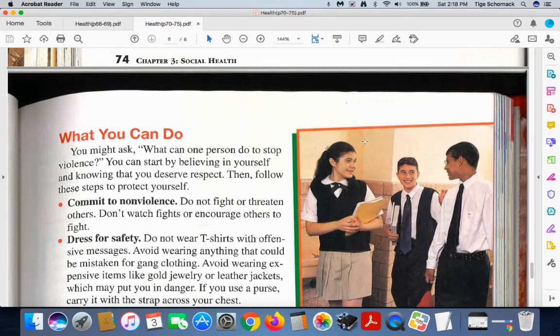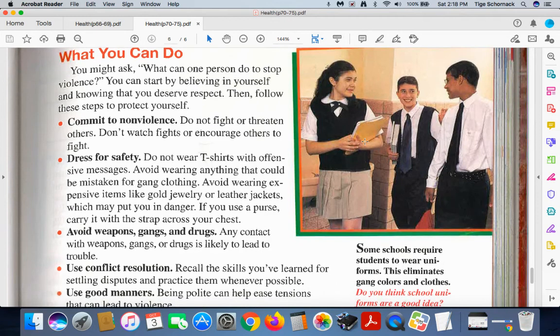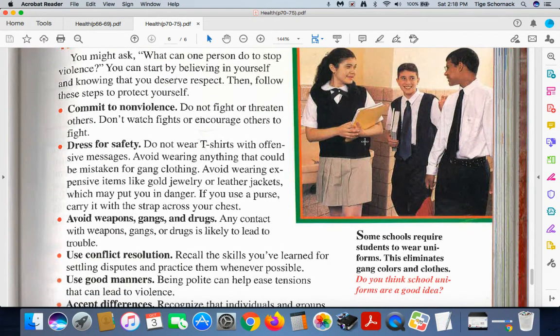What can you do? You might ask, what can a person do to stop violence? You can start by believing in yourself and knowing that you deserve respect. Then follow these steps to protect yourself. Again, I take notes on this. Commit to nonviolence. Do not fight or threaten others. Don't watch fights to encourage fights.